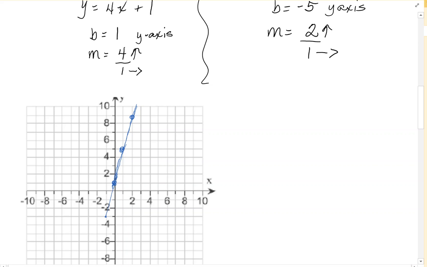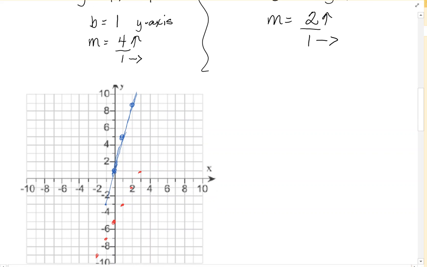So let's now go to the second one, and the y-intercept is at negative 5, so I will begin at negative 5. I will go up to right 1, up to right 1, up to right 1. Now these two lines are diverging. If I went down to left 1, down to left 1, all right, my red line is doing this. Okay, so they're going to intersect somewhere in this quadrant.